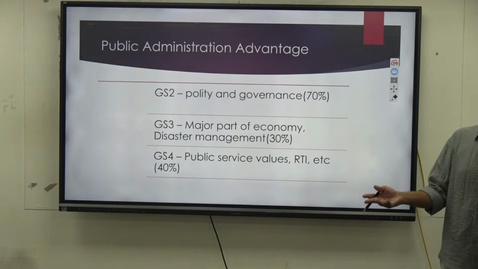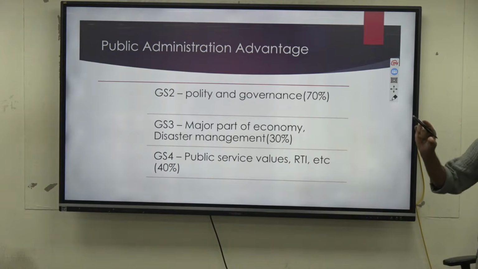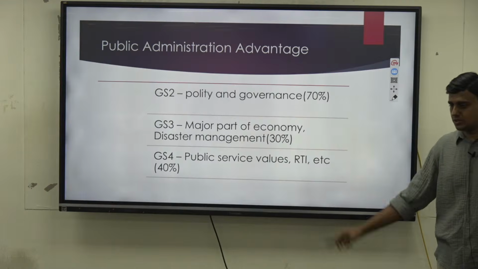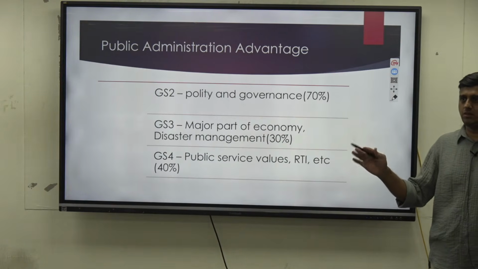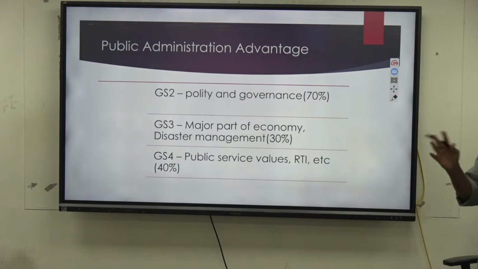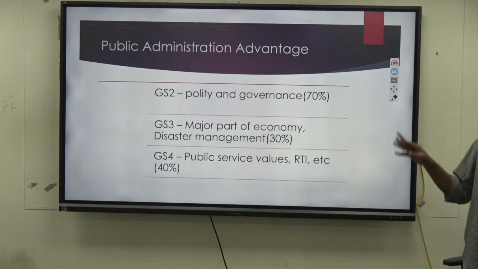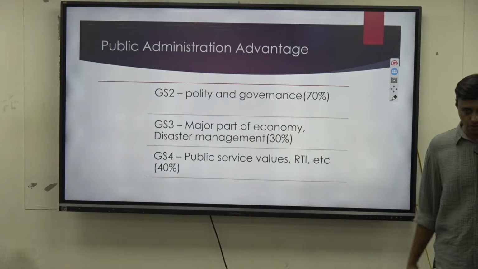Every option will have, for example, if you take sociology, the advantage is what? The society part of your GS1, the social justice part of your GS2, to an extent maybe ethics, GS3 also not to an extent, but society and social justice will overlap. Same way, let's say if you take PSIR, political science scholars will not, but just like how we study polity, even in political science they study. International relations also will have an advantage in your GS2 international relations.